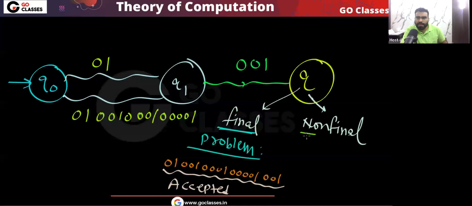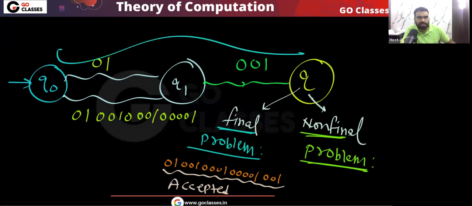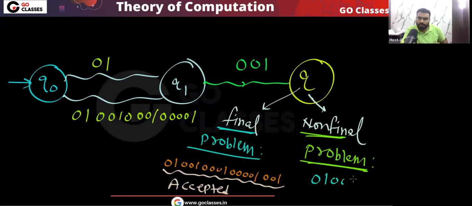Now tell me, if you make this state Q non-final, is there any problem? Yes, there is a problem. If you make it non-final, then this string will be rejected. Should I reject it? No, this should not be rejected.